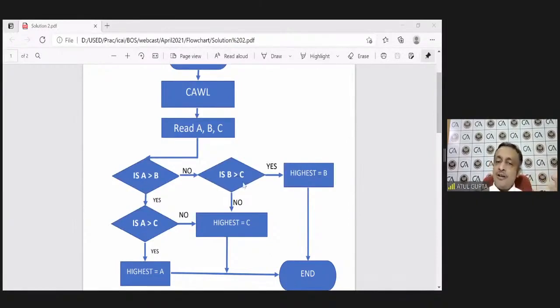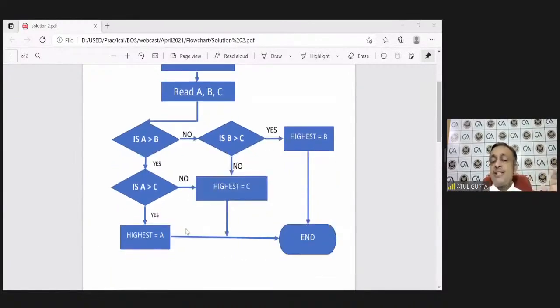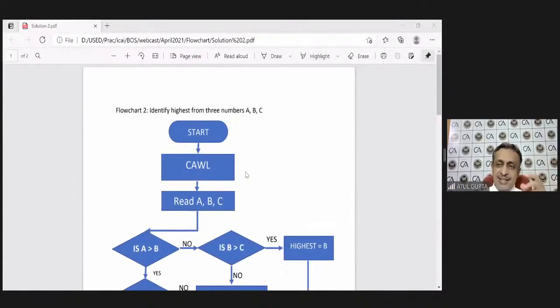If B is not greater than C, that means highest is C. If A is greater than B, yes, but A is not greater than C, no, that means C is highest. So simple. And what we have done is stored the highest value of that number to highest as a variable. So ABC, what was the identify highest? That is very important.